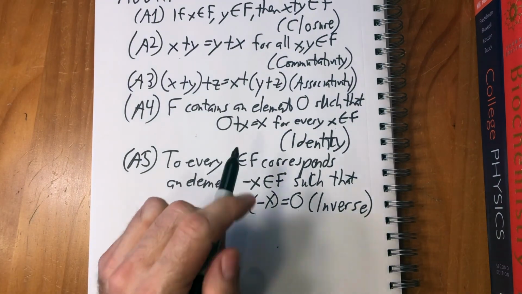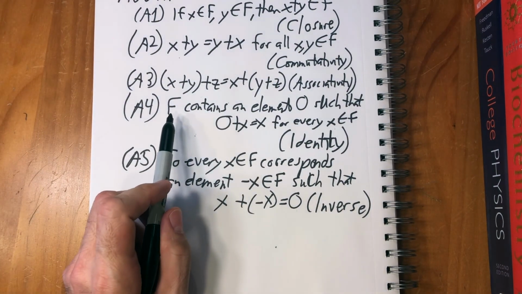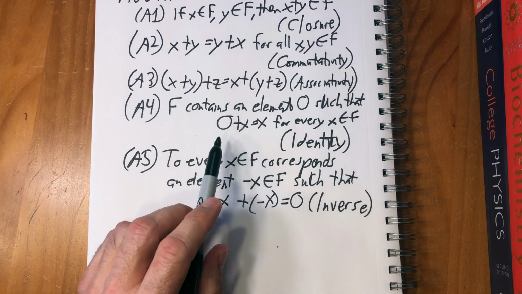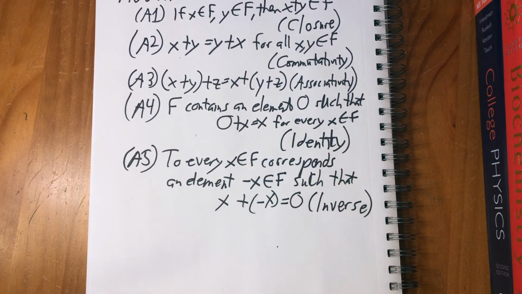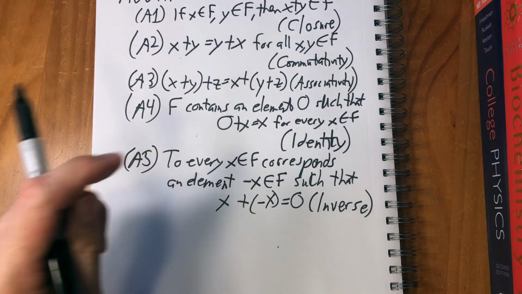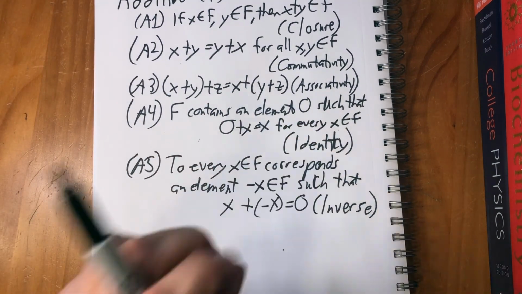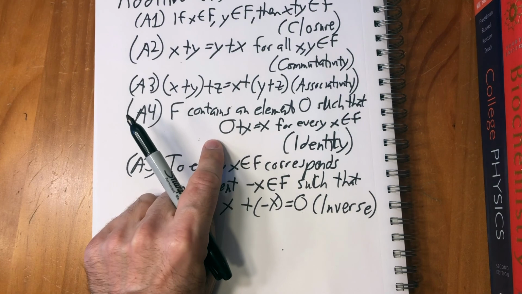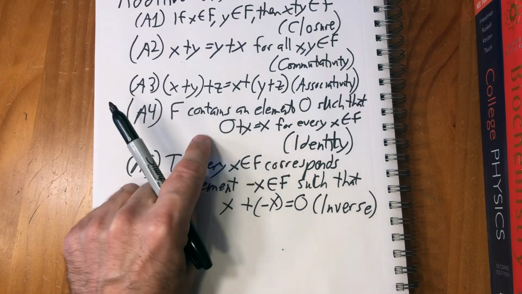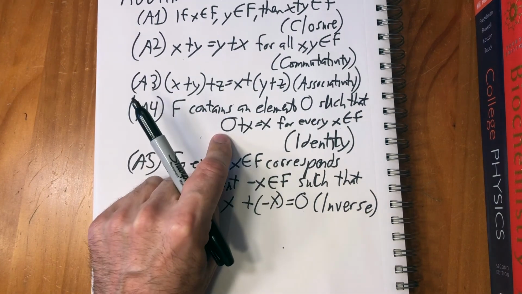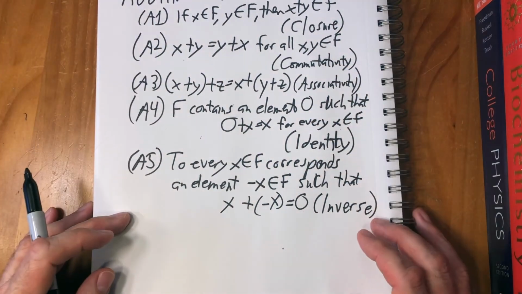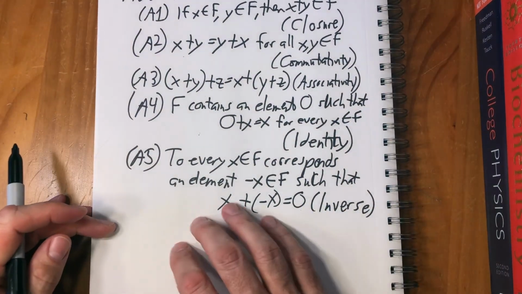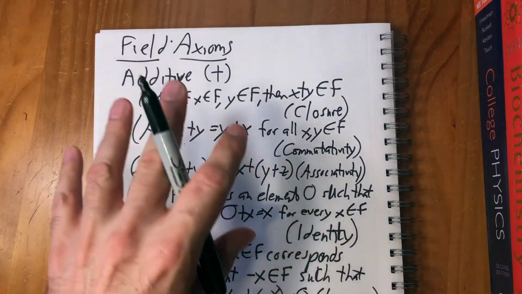So for instance, this says that F contains an element such that 0 plus x equals x. And something that's not here is that there's only one 0. There are not two elements for which this is true. If you see y plus x equals x, then y has to be 0. So that's something that we're going to be able to derive from these axioms. It's interesting how minimal the axioms are. So this is the additive properties.